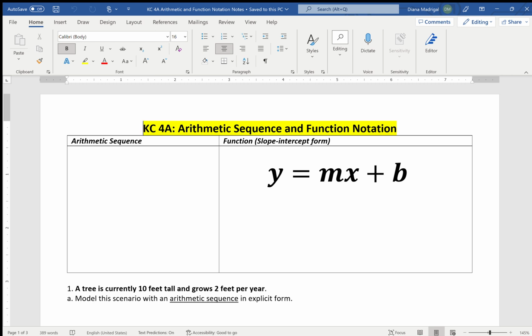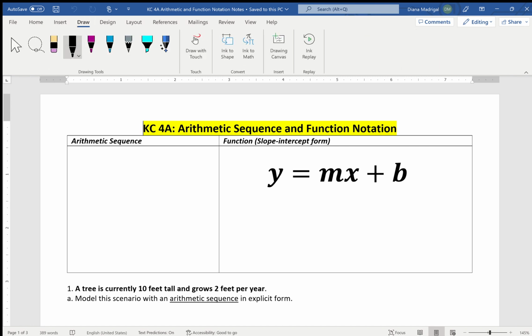We are starting KC4. In KC4 Target A, we have three sections for notes. So there's three different sections for Target A. The first one is that we are going to be using the arithmetic sequence and the function notation. Again, arithmetic sequence, we already used it for our Unit 3, which is a_n equals a_1 plus (n minus 1) times d.